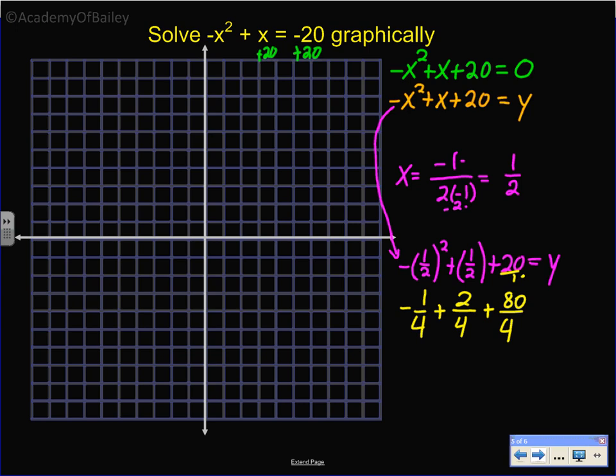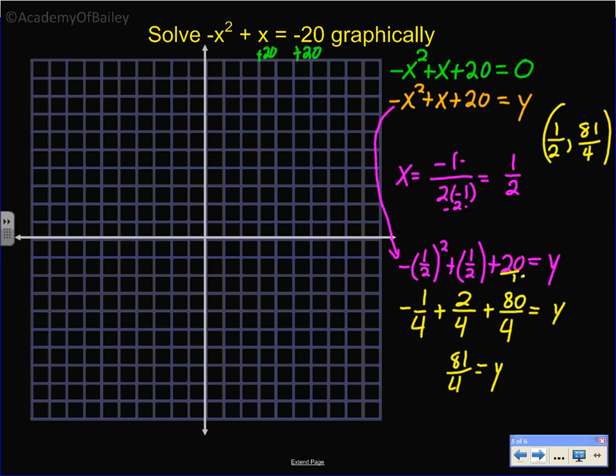So now let's see what we have here. What we have here is going to be negative 1 plus 2, which is a positive 1, plus 80. So that's 81 over 4. 81 over 4 is the y value. Okay, so now where do we go from here? We have an x value of 1/2. We have a y value of 81 over 4. So this is our vertex.